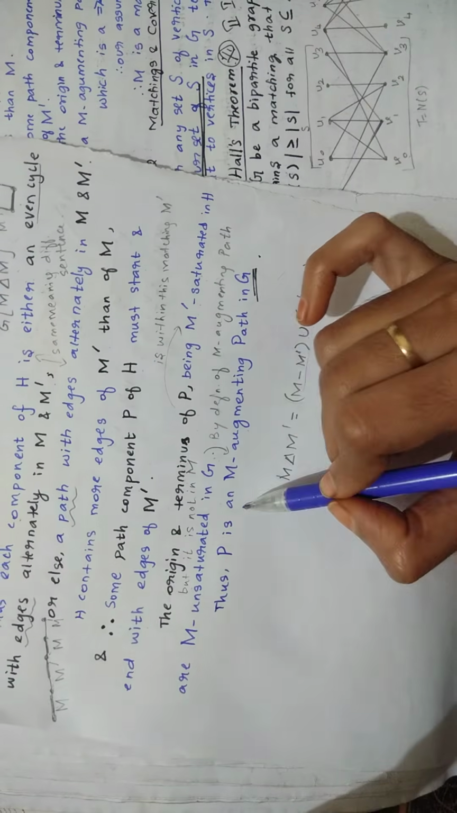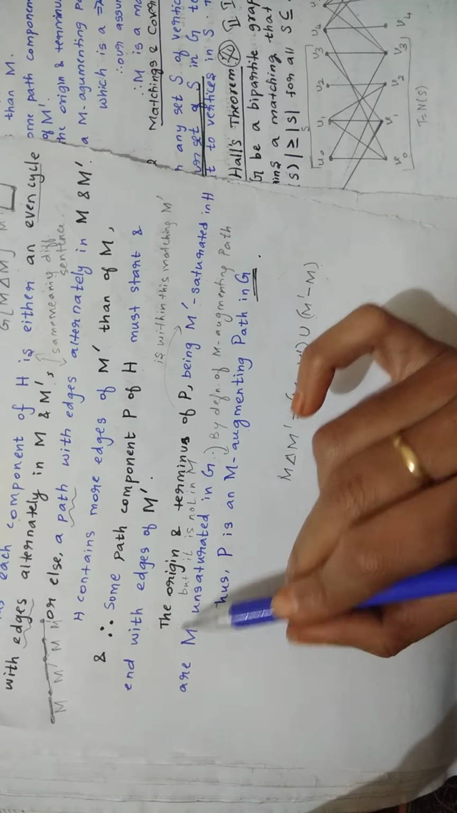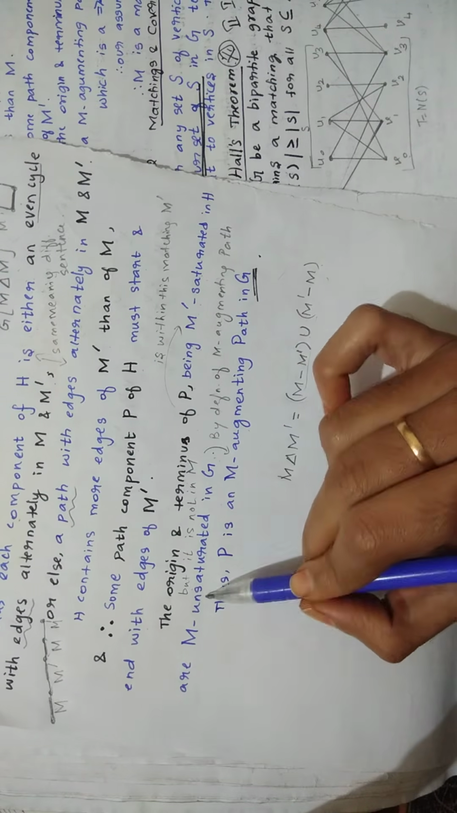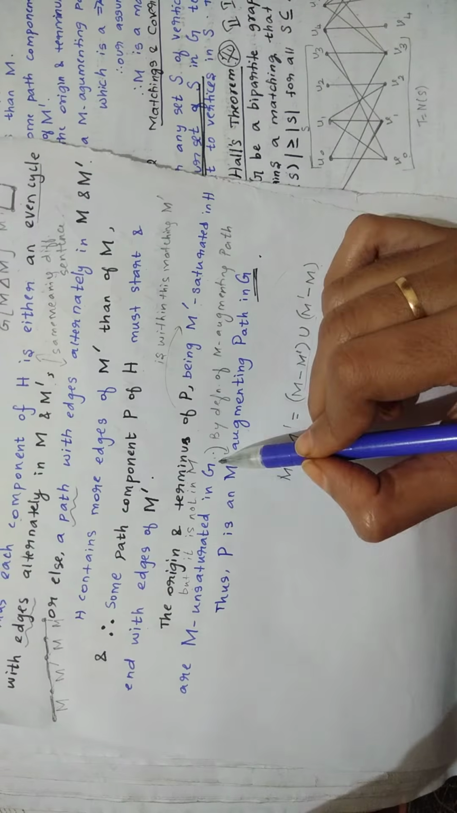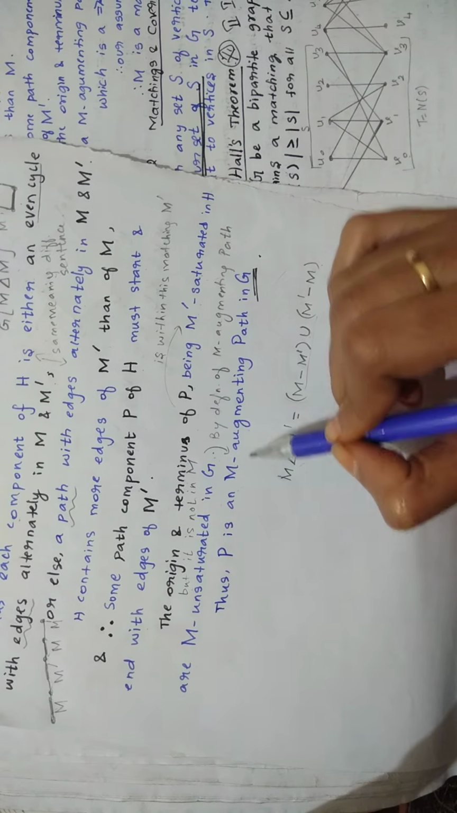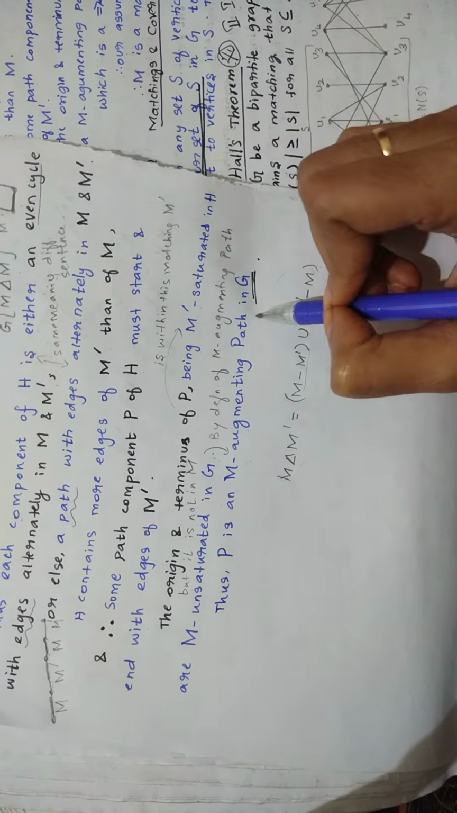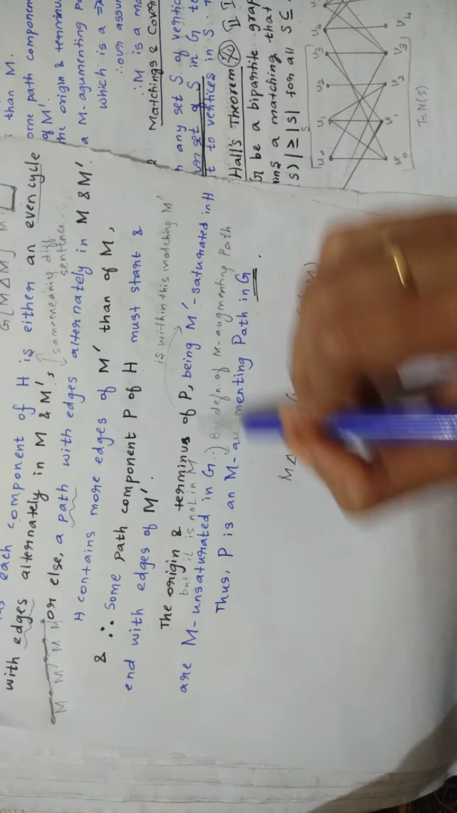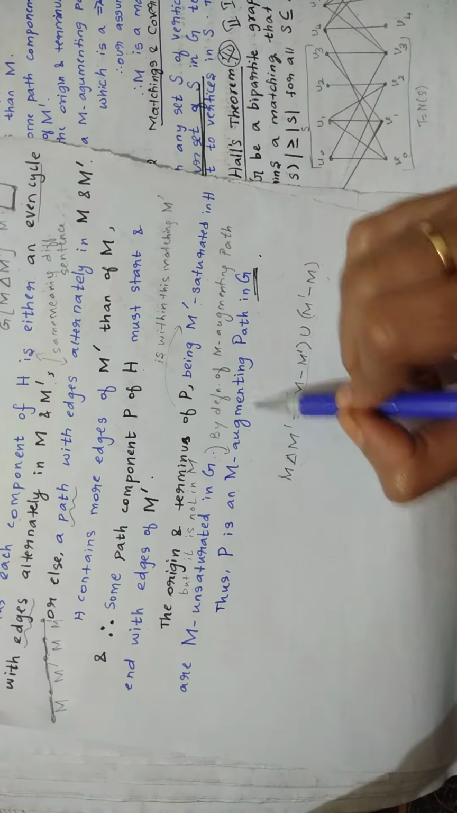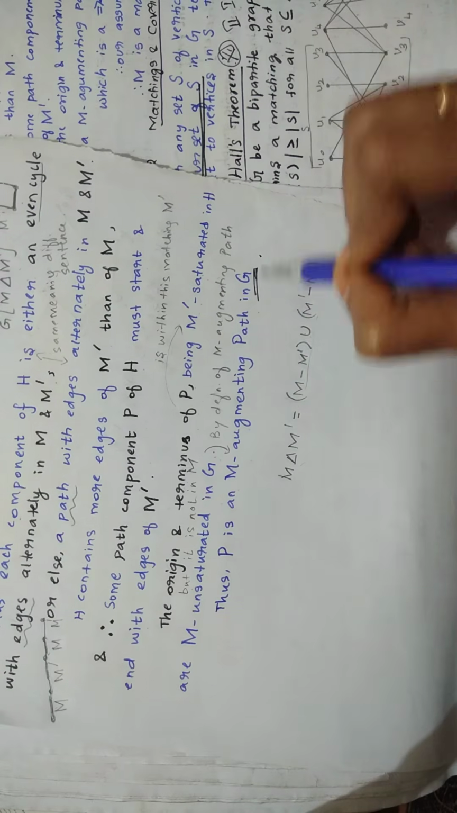So from this you can say here that origin and terminus is M unsaturated in G. Then by the definition of M augmenting path, you can say this path P is an M augmenting path in G. Hence the proof.